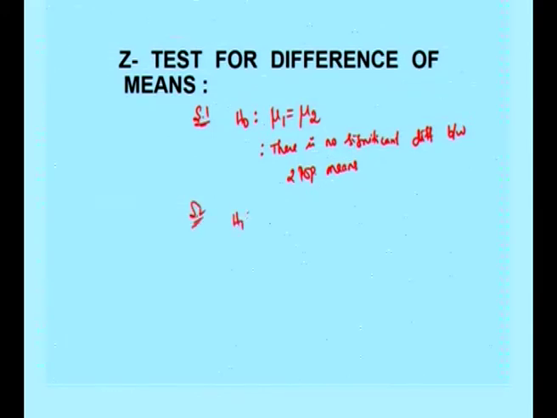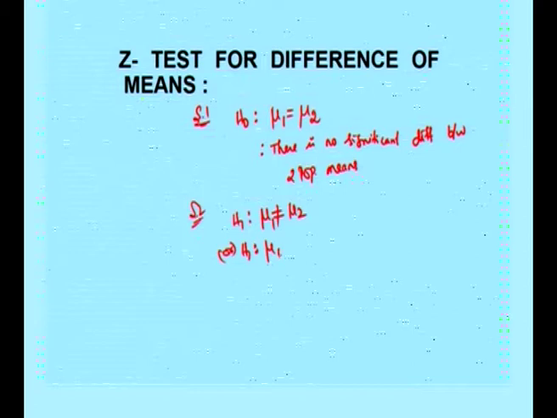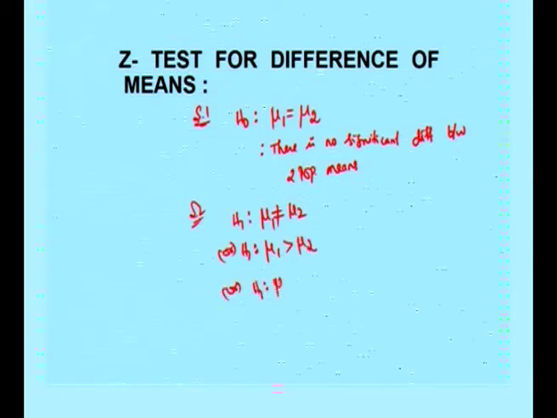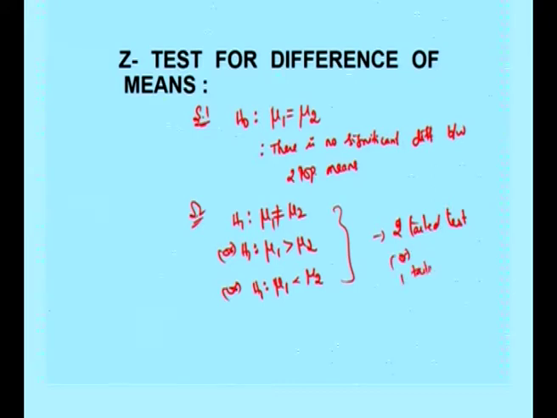Then step 2, H1 will be mu1 not equal to mu2, or H1 will be mu1 is greater than mu2, or H1 will be mu1 is lesser than mu2, and determine whether it is a two-tailed test or one-tailed test. Okay. Step 3, fix up the level of significance alpha. Step 4 is the formula part.